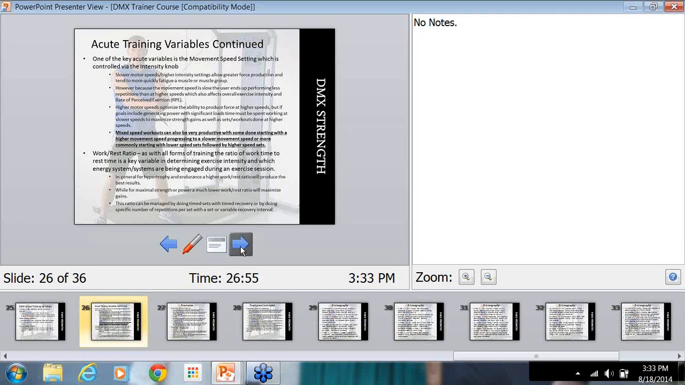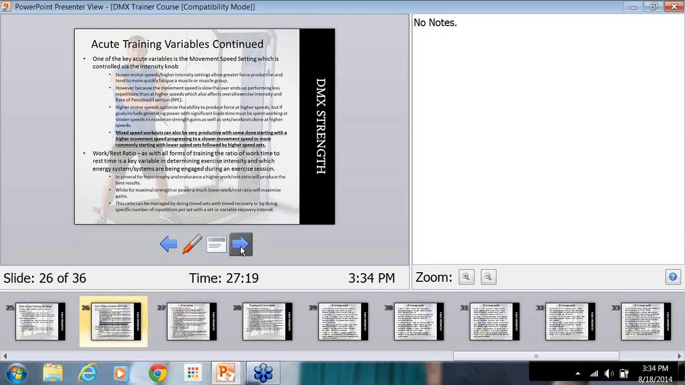Mixed speed workouts can also be a very productive way. So with some, you start with a higher movement speed, progressing to a slower movement speed, or more commonly, you start with a slow speed set or two, and then you finish off with higher speed sets. We're using that isokinetic velocity spectrum within a workout when we're doing that.